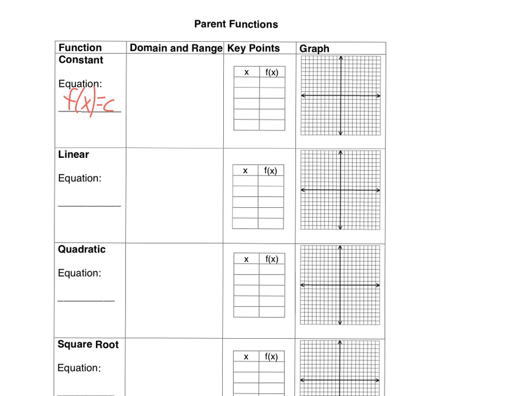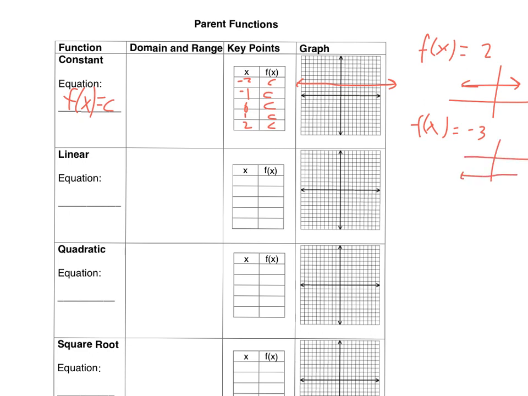And the key on this one is that no matter what x is, and I'm just going to throw some random numbers in there from -2 to 2, y is going to be constantly c. And so our graph on that one is always going to be a horizontal line at wherever c is. So if that was f of x equals 2, that would be a horizontal line at 2. It could also be f of x equals -3, and then it would be a horizontal line at -3, just wherever that is.